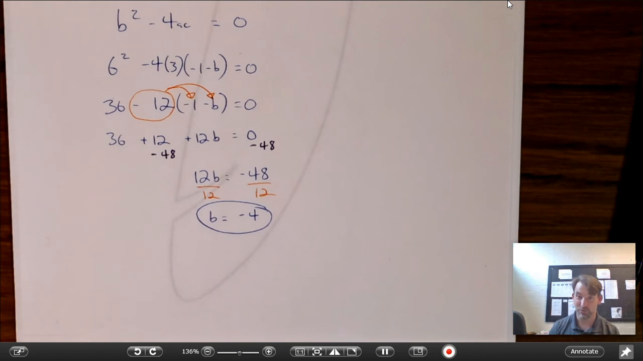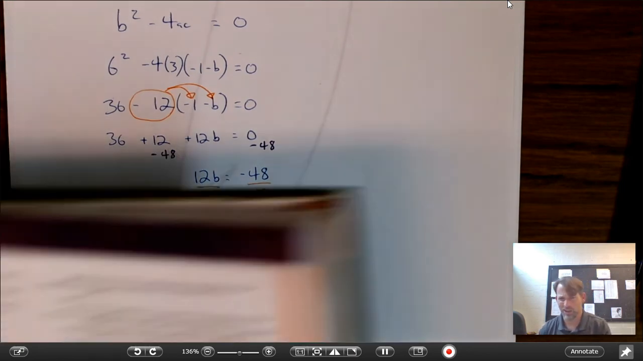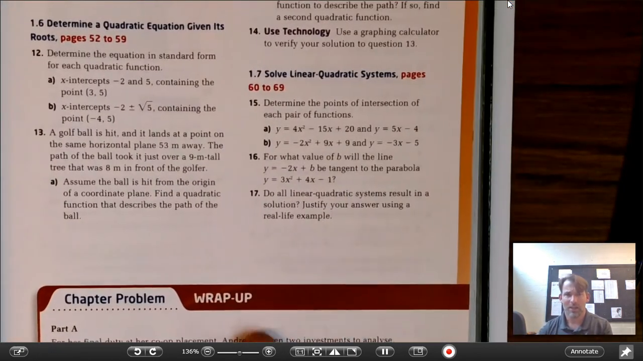Just a definition review, tangent means it touches at one and only one point. If it touches at 2 points, it's called a secant. If it touches at no points, then it's called a line that doesn't touch the quadratic. Okay, we don't have a name for that, as far as I know. A non-coincidental line.